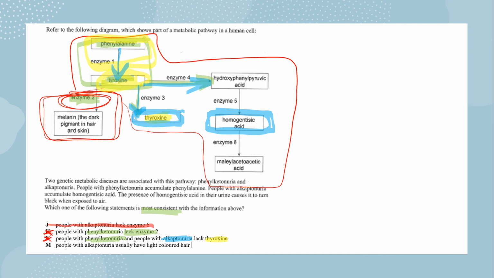And the final one, M, people with alkaptonuria usually have light coloured hair. This isn't mentioned anywhere. Okay, it says dark pigment in hair and skin, but it's not consistent with any of this information. So again, we can rule that out. So we can clarify that yes, we have the correct answer.